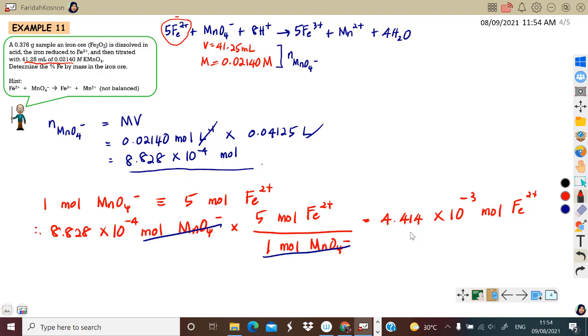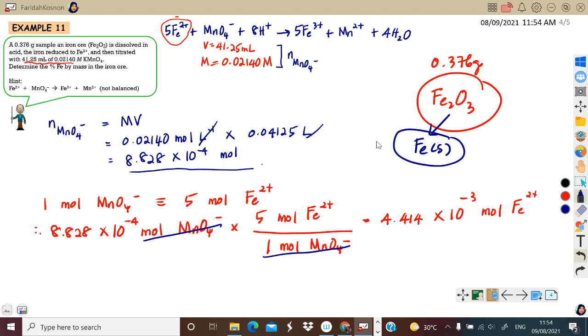Okay, jadinya sekarang iron yang kita nak kira ni adalah iron dalam iron ore lah. Maksudnya kita ada iron ore. Okay, let's say this is iron ore. Berapa berat dia? 0.376 gram. Okay, dalam iron ore ini kita kena faham. Dalam tu ada iron solid. Yang kita nak kira ni, berapa percentage by mass dia. Jadinya sekarang kita of course masih gunakan stoichiometry and relationship between mole to mole.